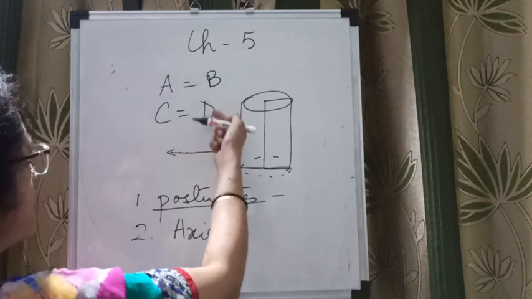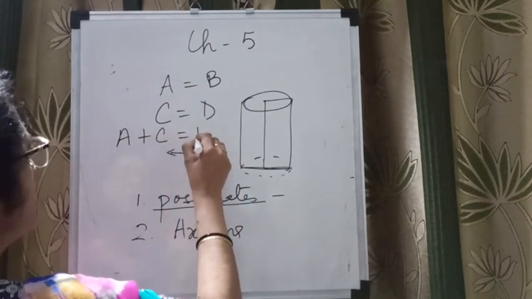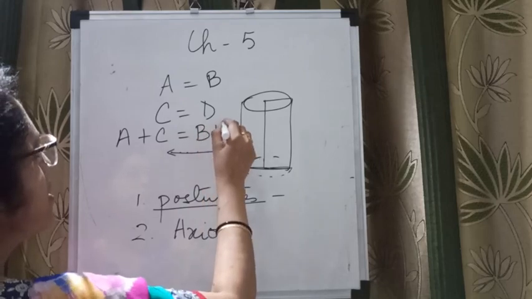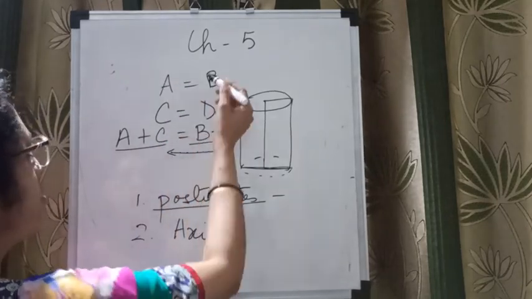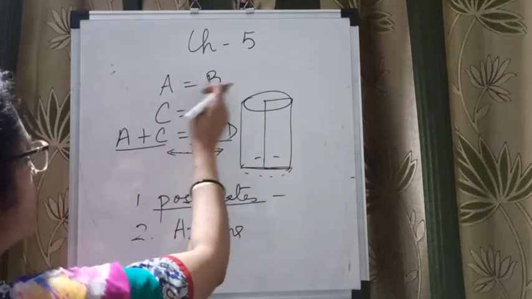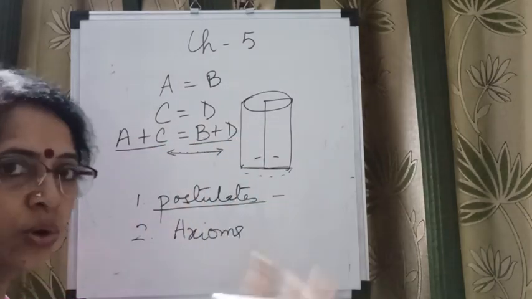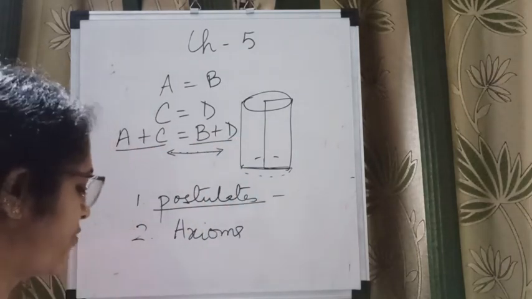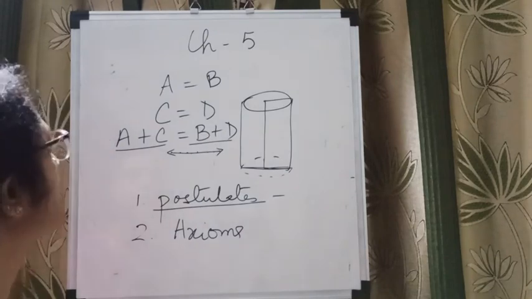Equals are added to equals. So if now we add A plus C equals B plus D, the sum of these two will always be equal to the sum of these two. So if equals are added to equals, then definitely the wholes are also equal. Then if equals are subtracted from equals, the remainders are equal.